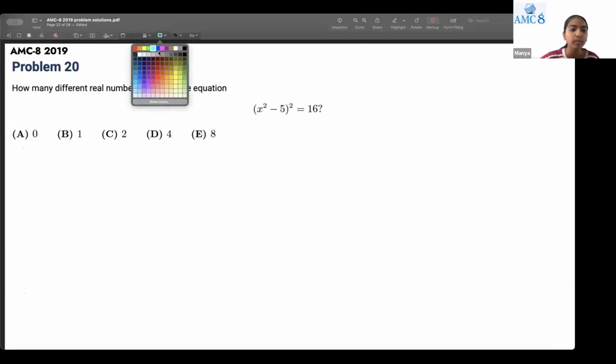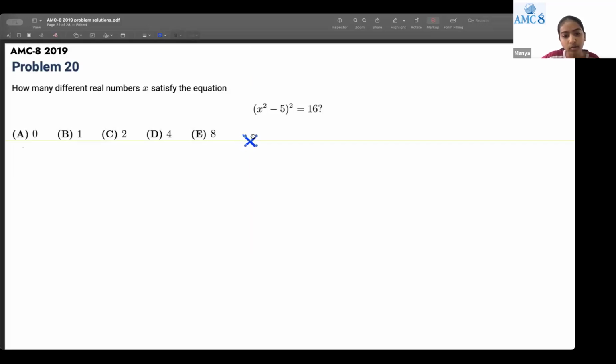Problem number 20. How many different real numbers x satisfy the equation? x squared minus 5 in parentheses squared equals 16. So now we can do that x squared minus 5. We can find out the square root of 16 since there's a square root symbol here. That means that the total of the parentheses squared, x squared minus 5, is equal to the square root of 16, which is equal to 4. Add 5 on both sides.